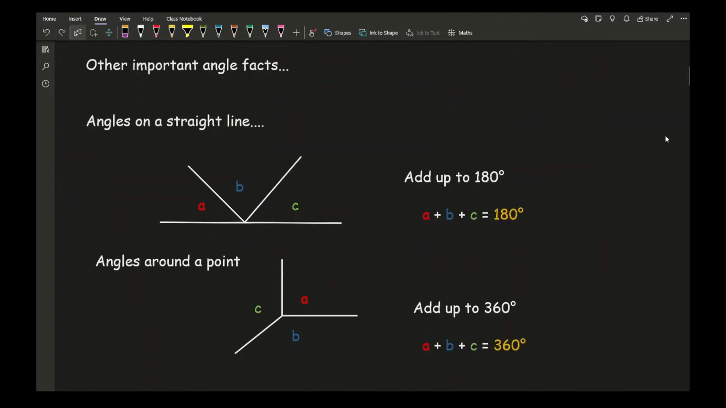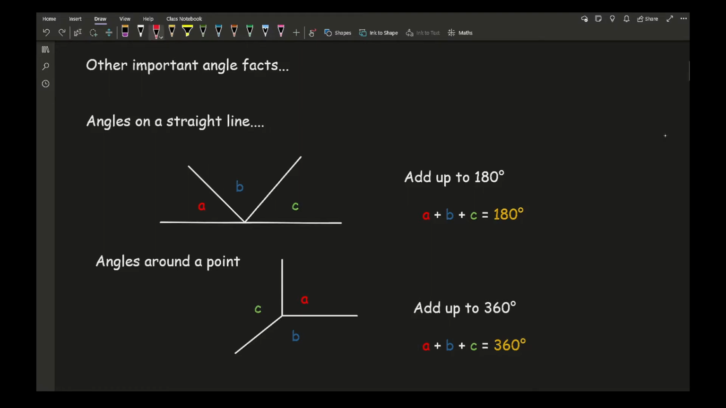Now, there are a few other important angle facts that you need to be aware of. If you weren't aware of them, again, I'll make a note of this: angles on a straight line add up to 180. So here, if you've got a line and it's broken up into several angles, in this case three angles, then the sum of those three angles is going to add up to 180.